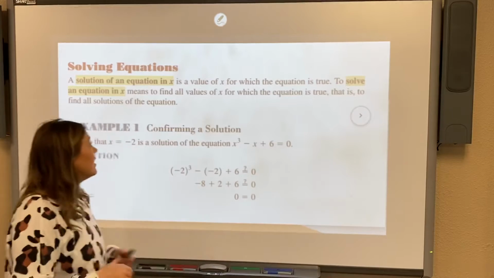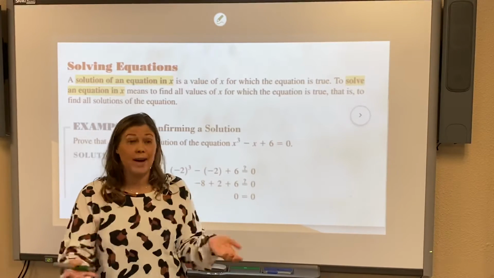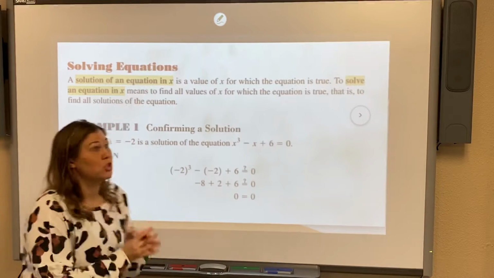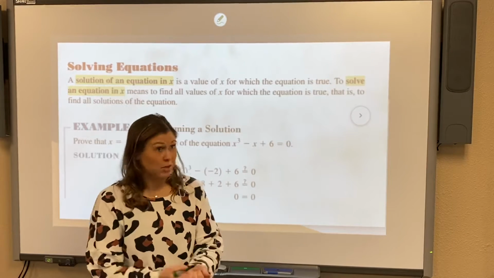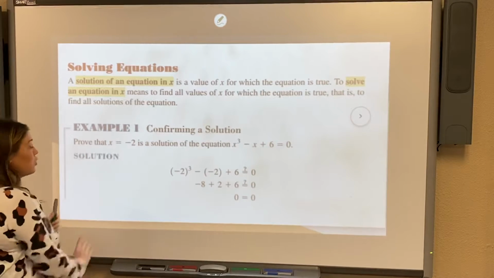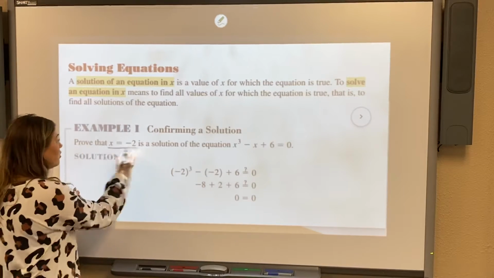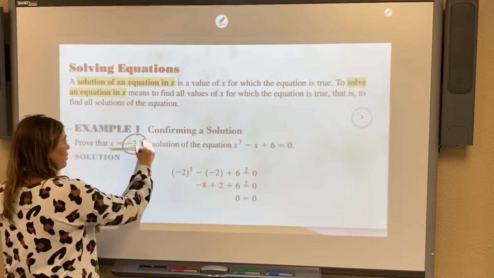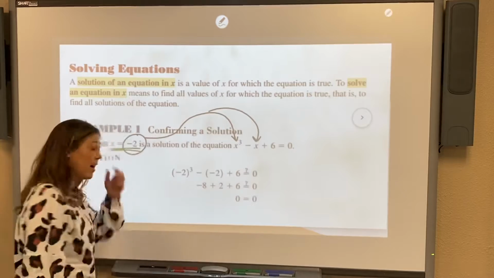So to solve an equation, we're looking for all the values that are possible for x. Here we're going to confirm a solution, to figure out if a number is possible for x. So we're going to confirm that -2 is a solution of this equation. So x equals -2. We're going to take this -2 and plug it in for that x. Okay, so let's just do that.